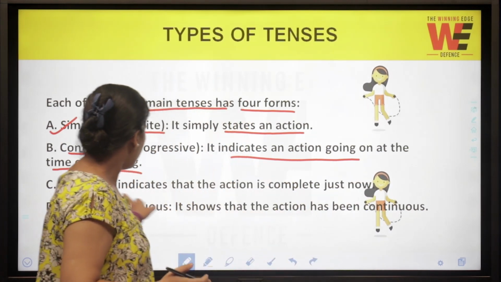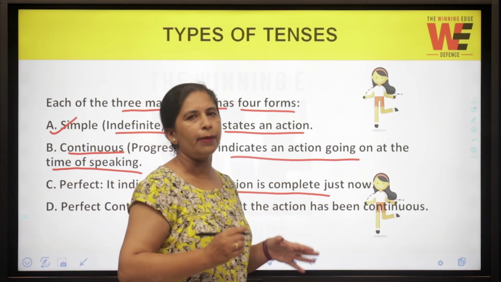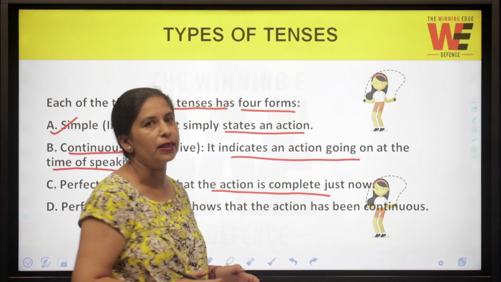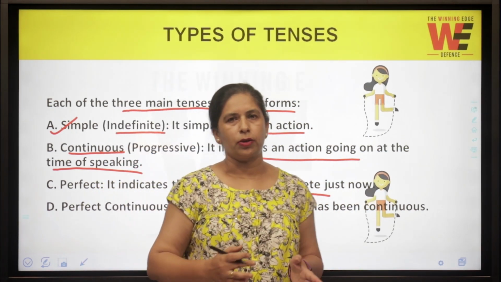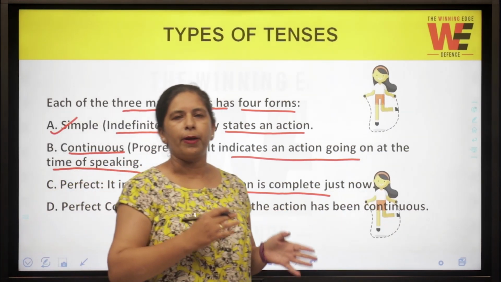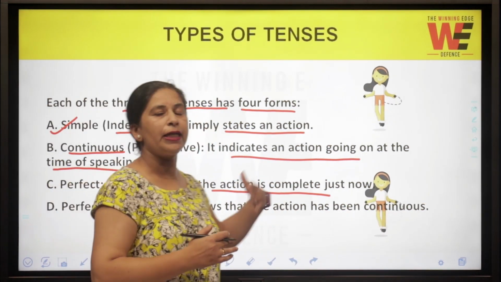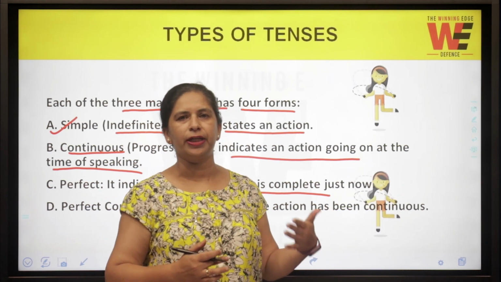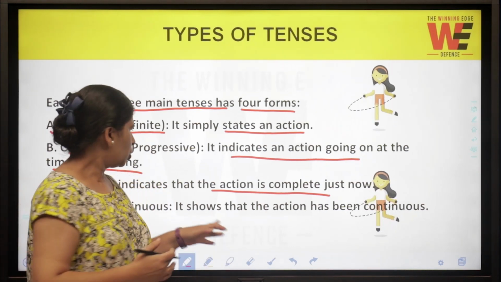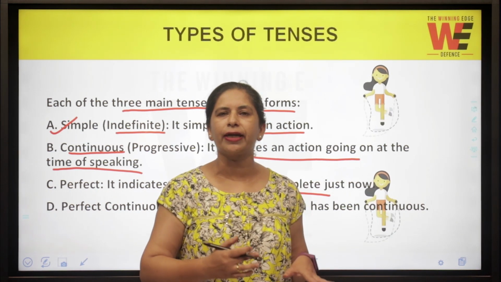Then the third one is the present perfect. It indicates that the action is complete just now. अभी अभी action जो है complete हुआ है. So that is your third. That is the present perfect tense. And the next one is your present perfect continuous tense. Like you are saying that the action has been continuous. जैसे मैंने बोला, I have been reading since I was 4 years old. तो अभी तक I am having that habit of reading. So whenever you are using have been, remember that is the example of present perfect continuous tense.